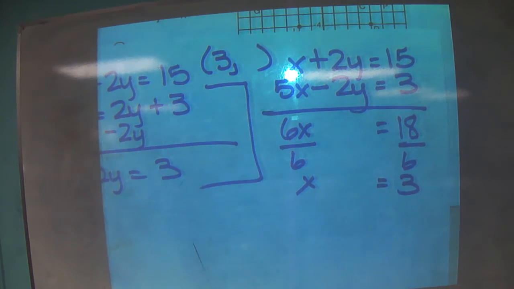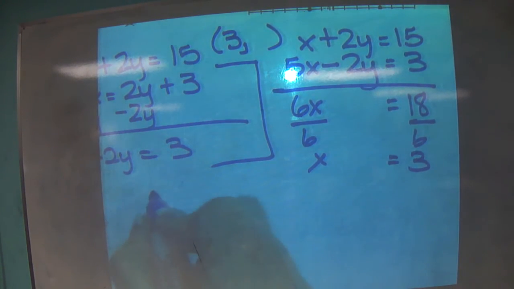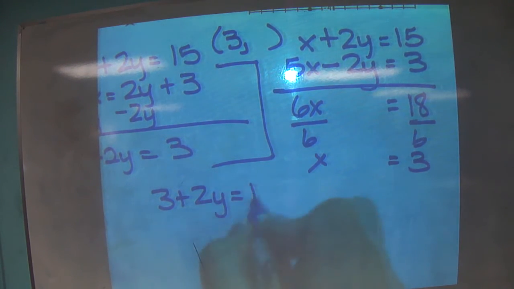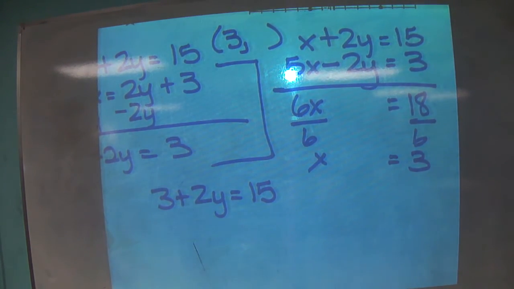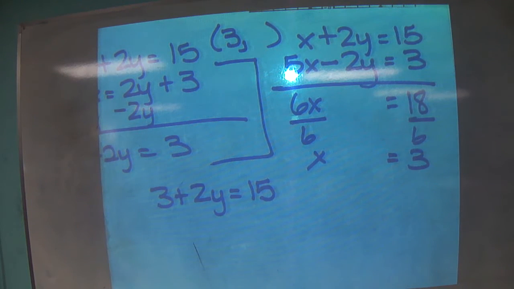Go back to one of the original equations, not the one you changed. But let's do this one instead because it's easier. 3 plus 2y equals 15. How come you can go back to either original equation? They're both going to be the same because we're finding a point of intersection. So they both have the same point, don't they?